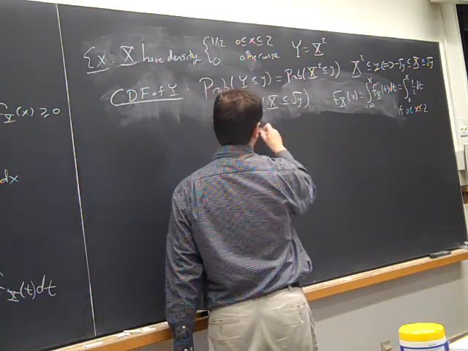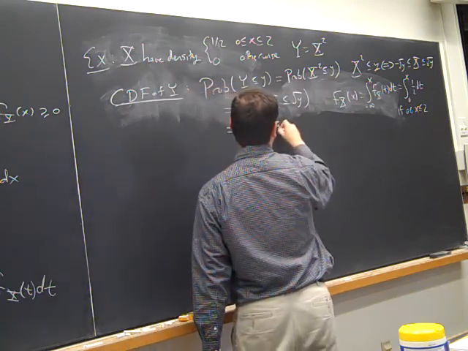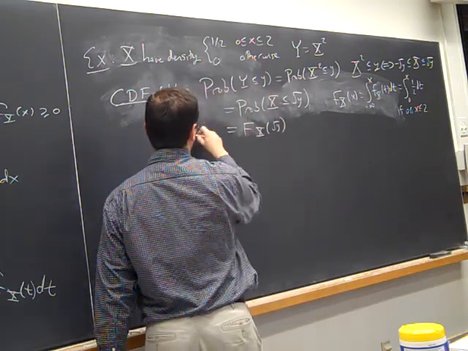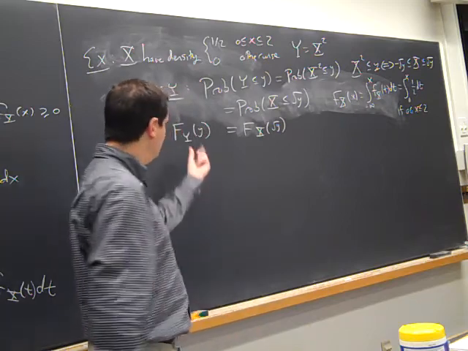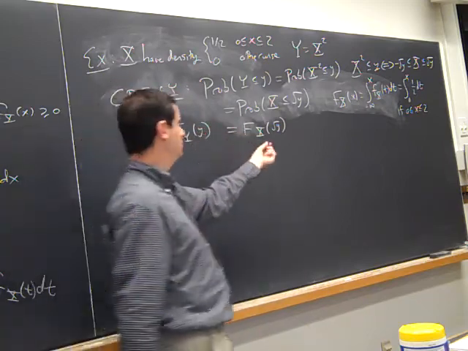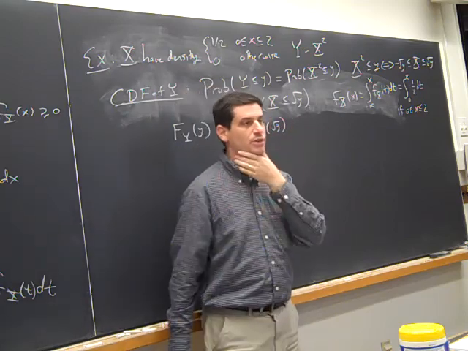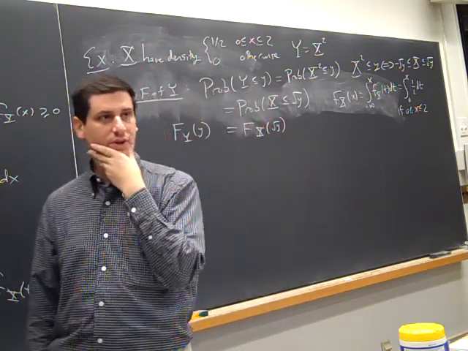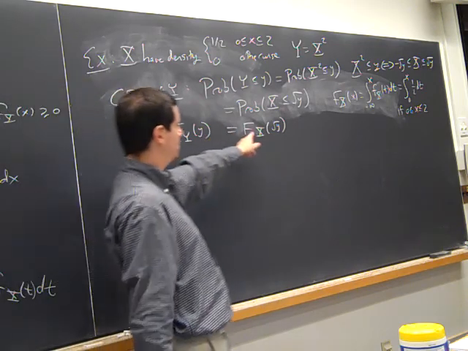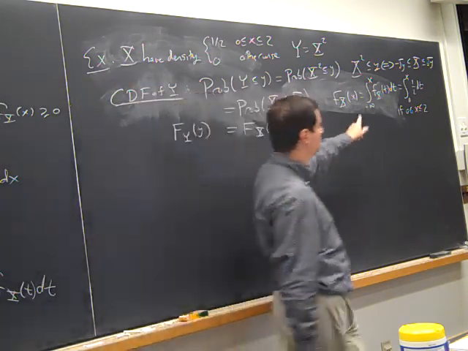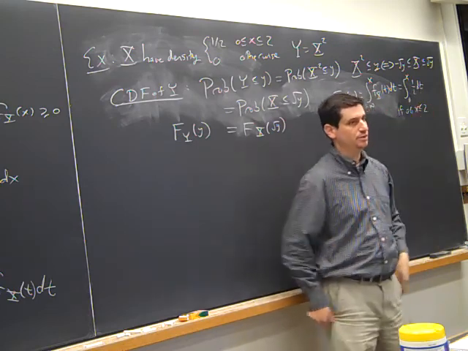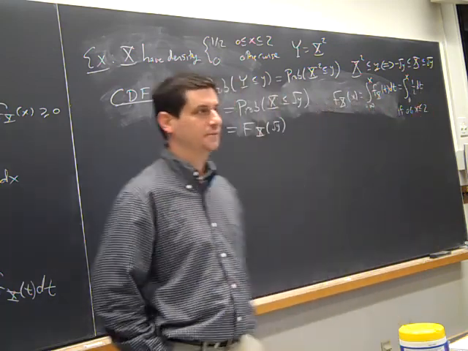It's big Fx of square root of y, and this will be big Fy of y. The cumulative distribution function of y being at most y is the cumulative distribution function of x evaluated at square root of y. So again, I could write down the CDF explicitly. This is not a hard integral to do. We'll just get, I think, x halves, so we get square root of y over 2. But I want to avoid doing that.